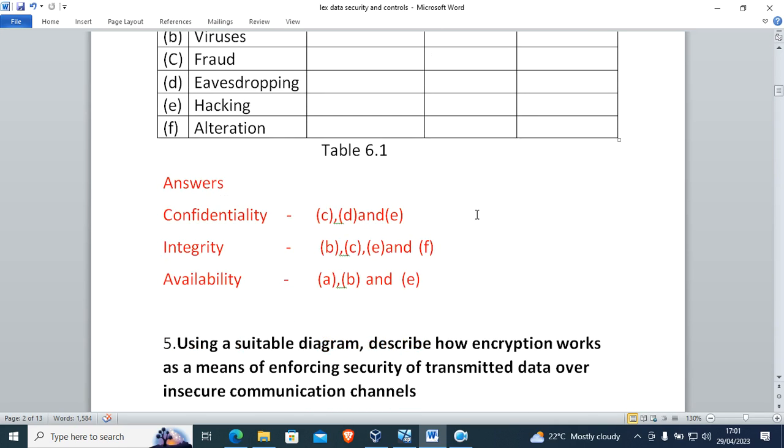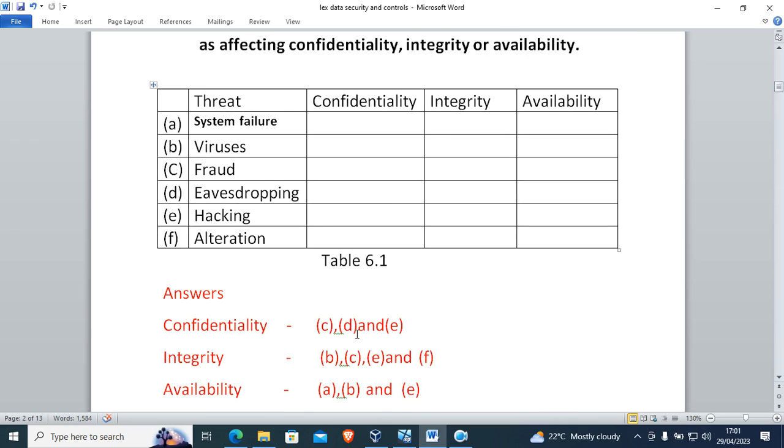Let's look at the answers. So when I talk about confidentiality, we have C, D, E. Integrity, we have B, C, E, F. Availability, we have A, B, E. So you can pause the video to make sure that you grasp the concept.